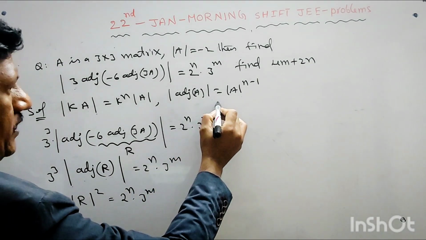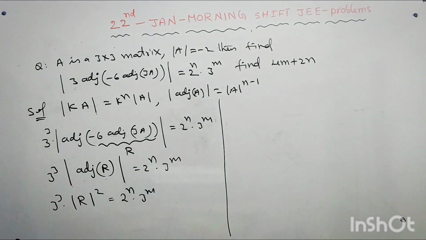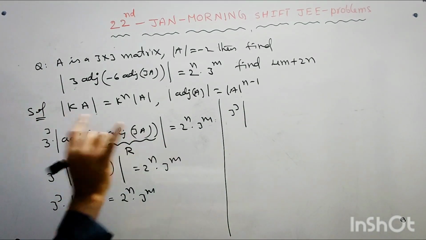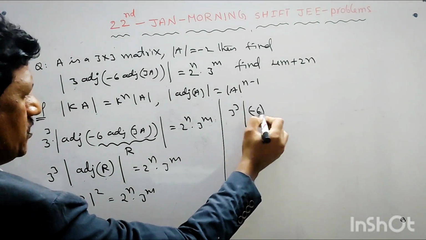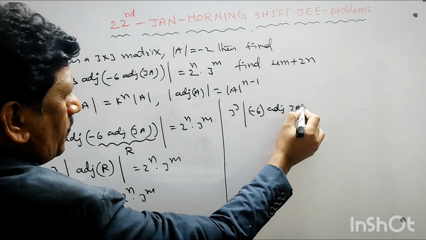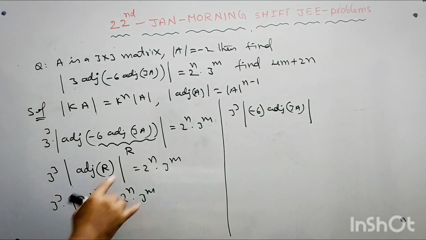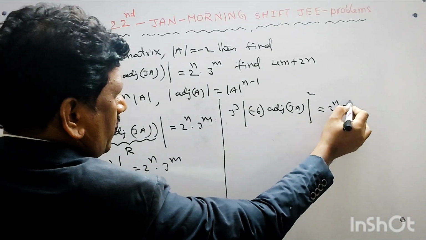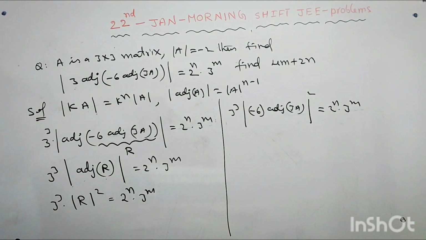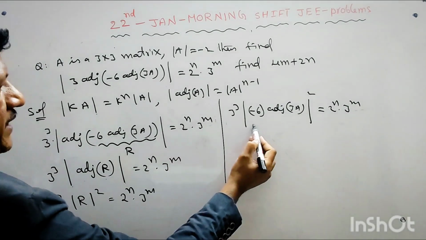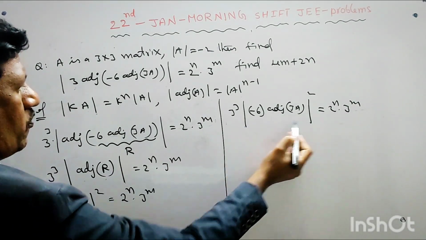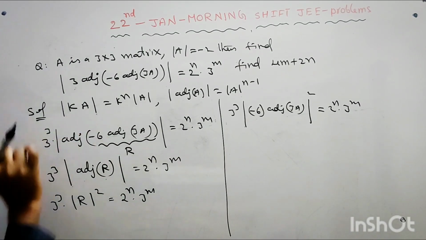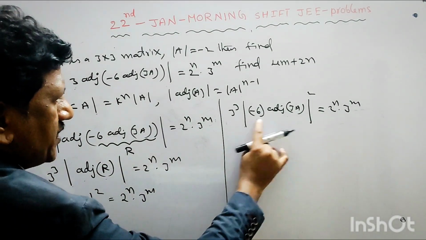Then later, look here. This is 3 power 3. What is the R value here? R means this entire step is R. You write here minus 6 into adjoint of 3A, whole power 2, is equal to, on the right side, 2 to the power of n into 3 power m. Next one, see this one. Again this step is in the form of det of constant into matrix.